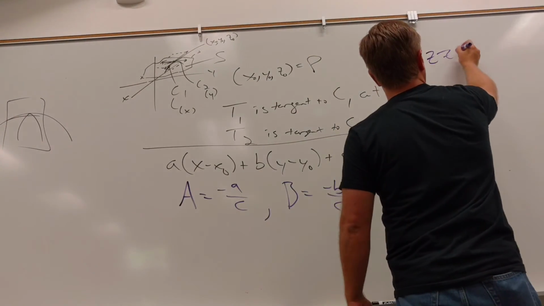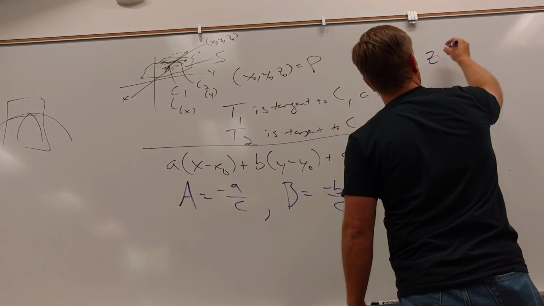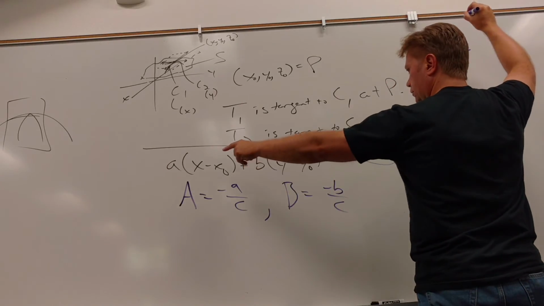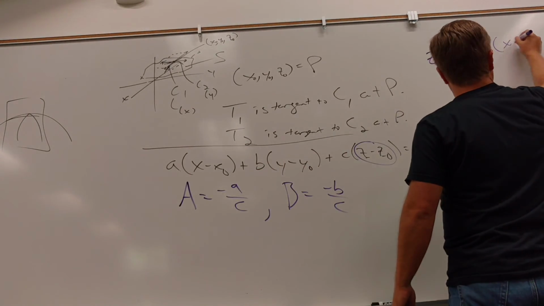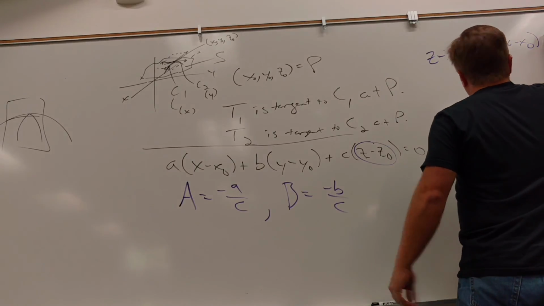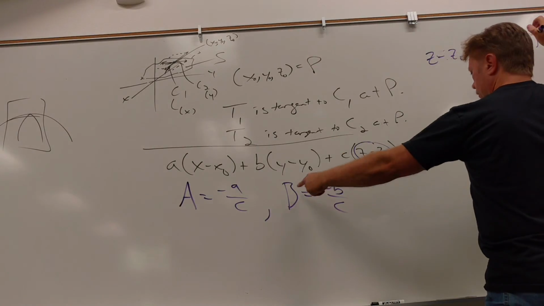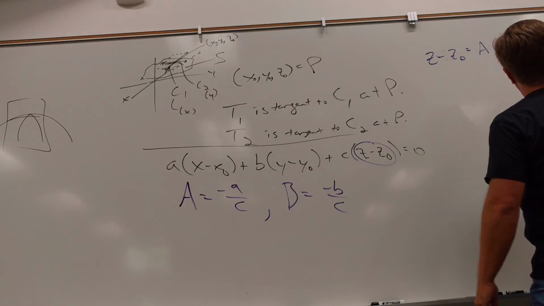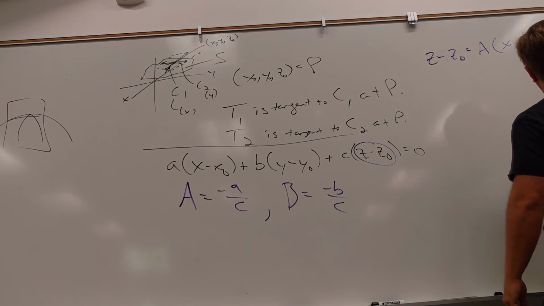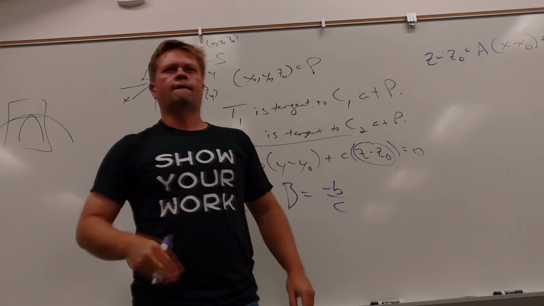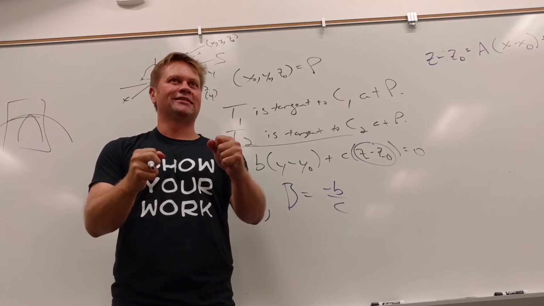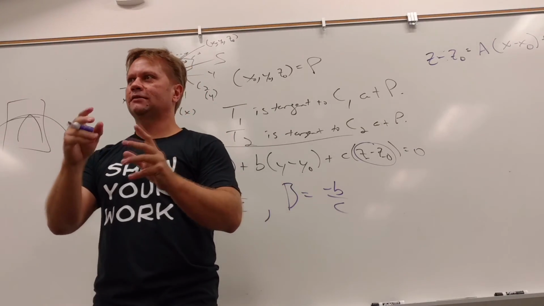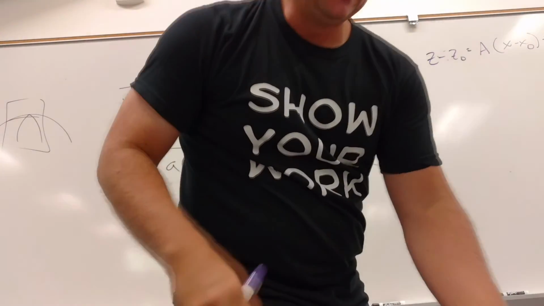Z minus Z naught equals negative A over C, so big A, minus B over C, so big B. All right, stop there for a second. You're going to love this.